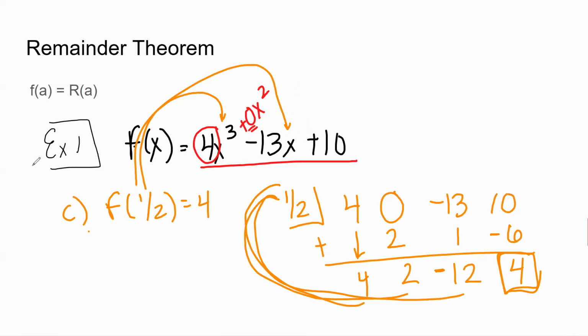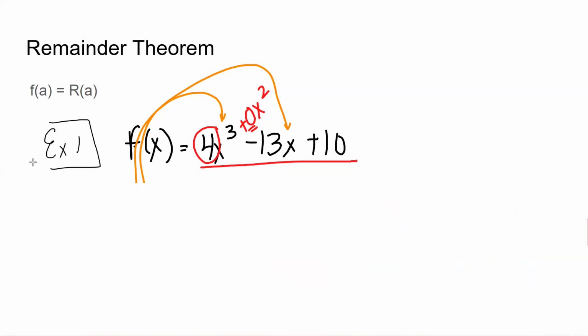Okay. And then the last one here, same example, last part of this example. Part D, they want to know f of 8. Again, we could cube 8, but it's big. So if I can avoid that, I will. So let's put 8.